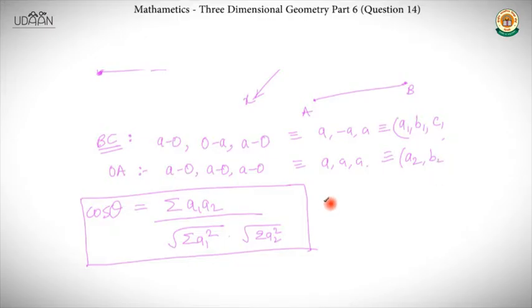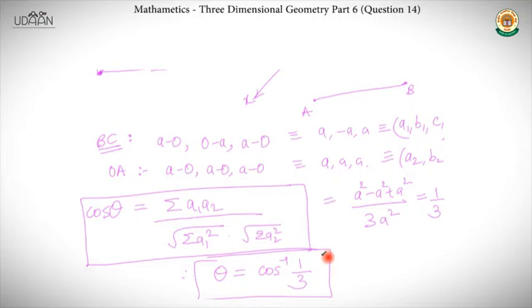So this would give us a square minus a square plus a square, upon root of a square plus minus a square plus a square, which is 3a square, and again 3a square. That is root 3a square, that whole square, which comes out to be 1 by 3. Therefore theta, the angle between the two body diagonals, comes out to be cos inverse 1 by 3.